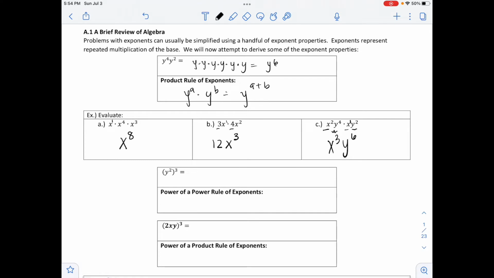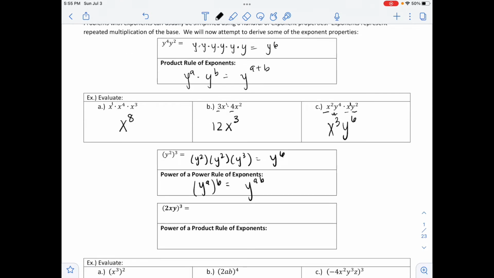The next property that we're going to try to derive is going to be the example y squared to the third. Y squared to the third means that we're going to write y squared 3 times. From the property right up above, we know that y squared times y squared times y squared, adding those exponents together, would be y to the 6th. So in general, the power of a power rule for exponents would be y to the a to the b, which is going to be y to the a times b.